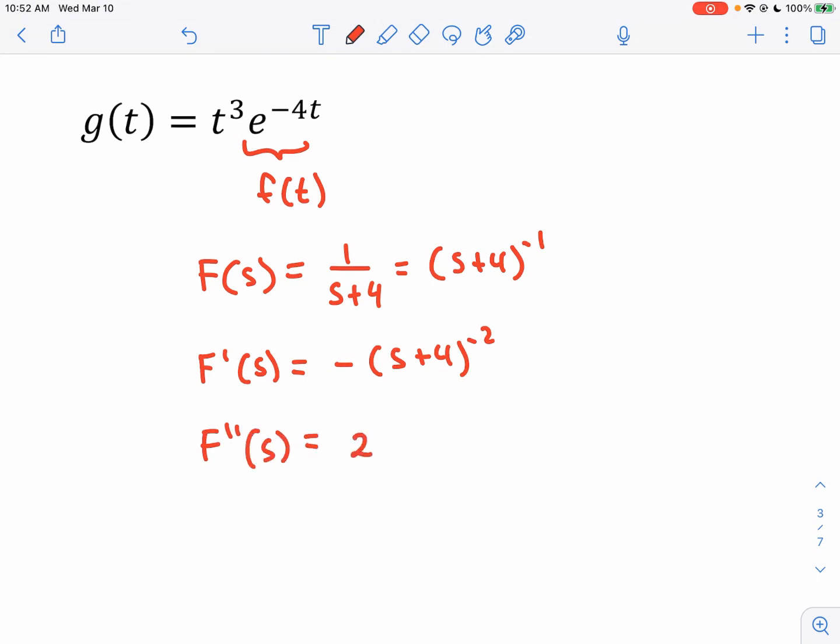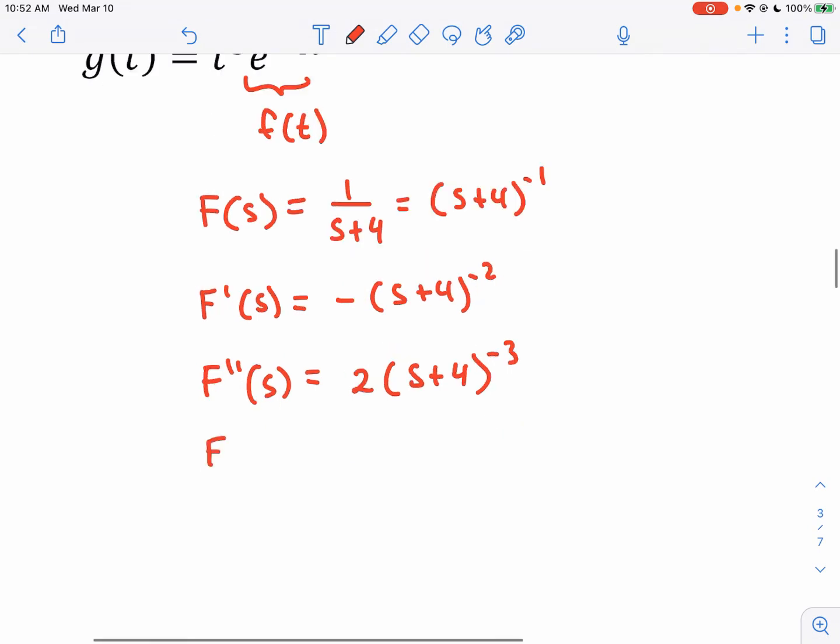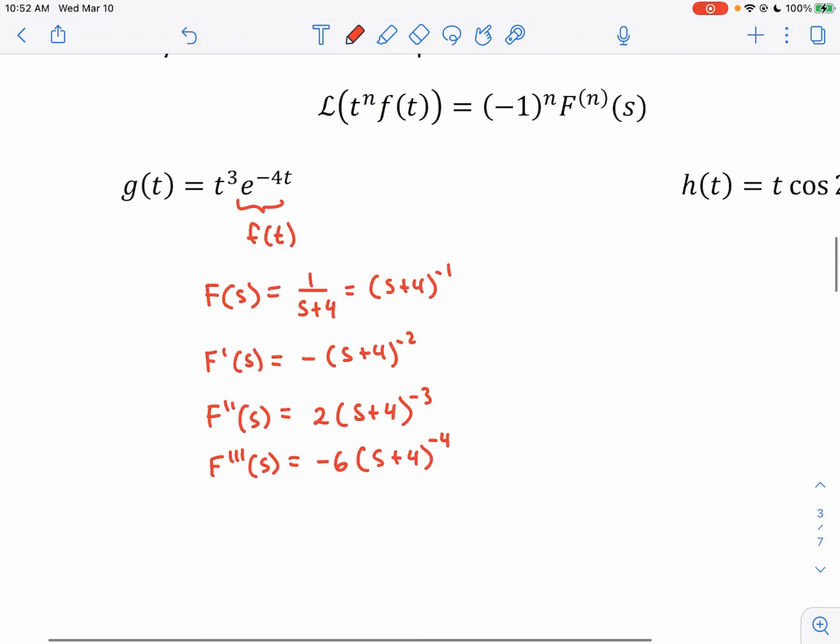Second derivative, negative 2 times negative 1 is 2, and then times s plus 4, new power negative 3, chain rule is times a 1, and then we need to get up to the third derivative. One more derivative is negative 6 times s plus 4 to the negative 4, and then times 1 using the chain rule. And that's going to be this component of our formula.